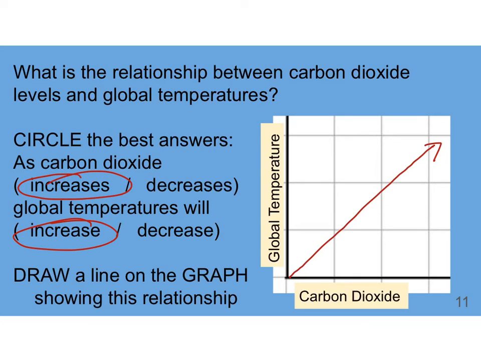What is the relationship between carbon dioxide levels and global temperatures? Here we want to circle the best answers. As carbon dioxide levels increase, global temperatures will increase, just like the previous question. It says draw a line on the graph showing the relationship. So here on my graph, as carbon dioxide increases, global temperatures are also going to increase. So my line is going to have an increasing trend to it.